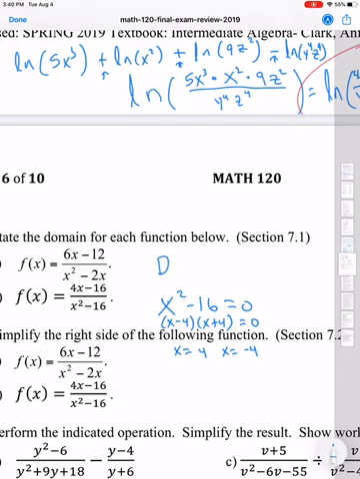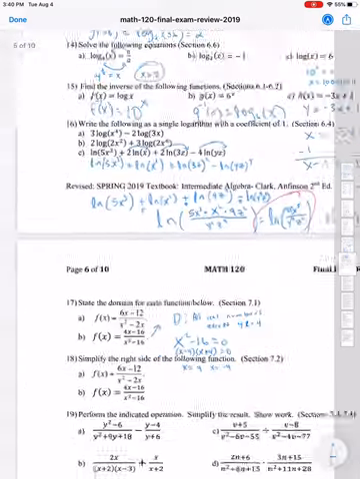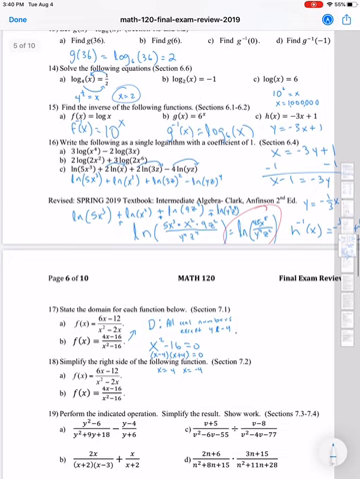Your domain, we're doing B. So your domain is all real numbers except 4 and negative 4. Okay. That's to find the domain. You do something similar on 17a.